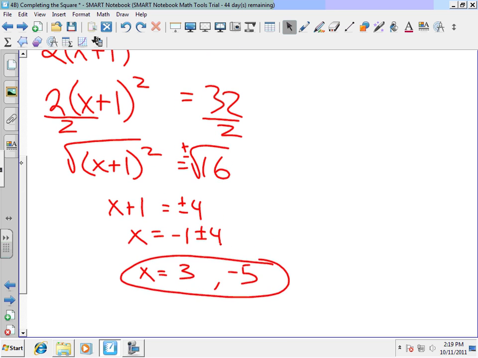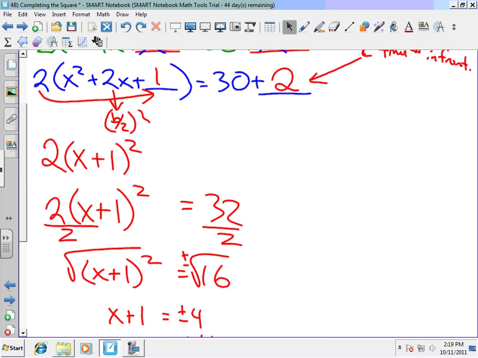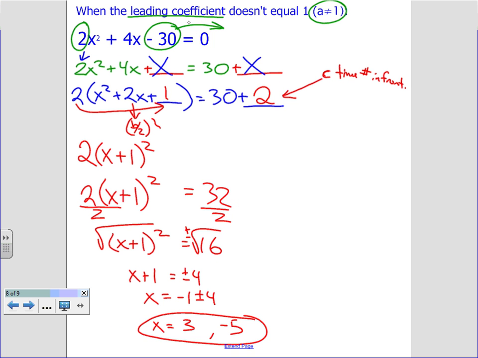So the only difference in this problem is this 2 in front of the problem. Let me just zoom out here so we can see the whole page. And there it is. So if you want to take a look at all of it together.